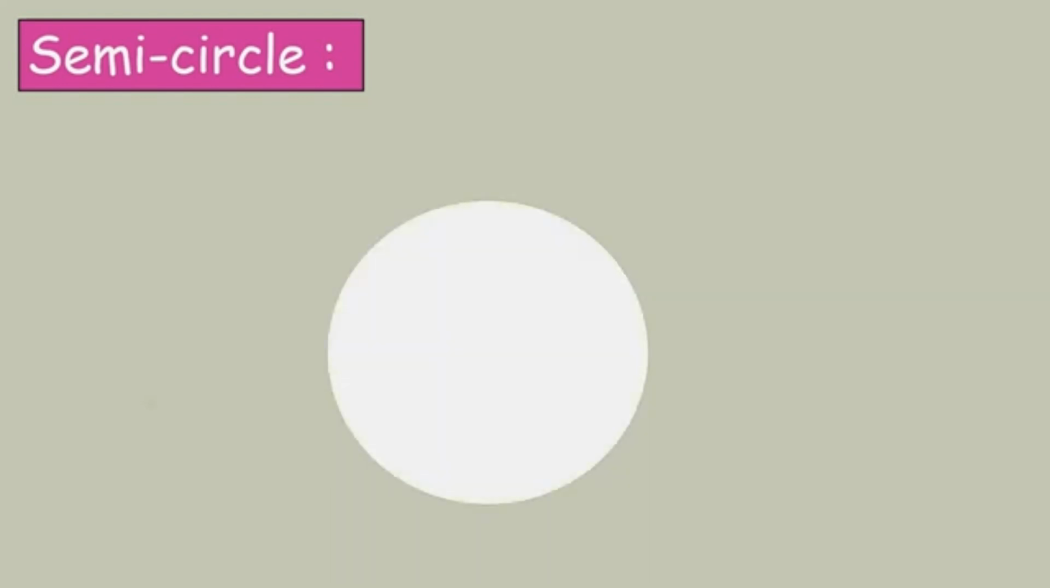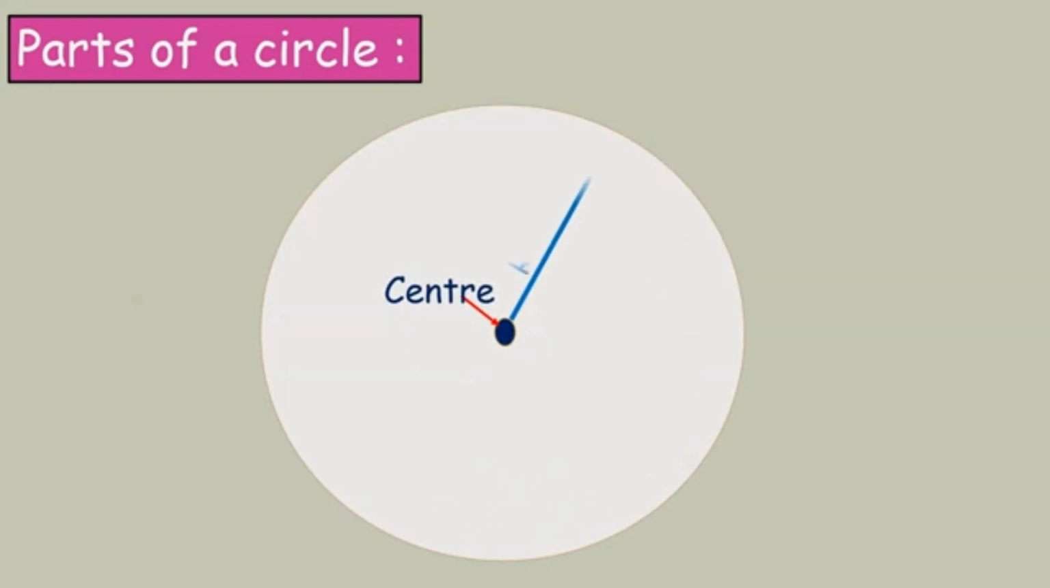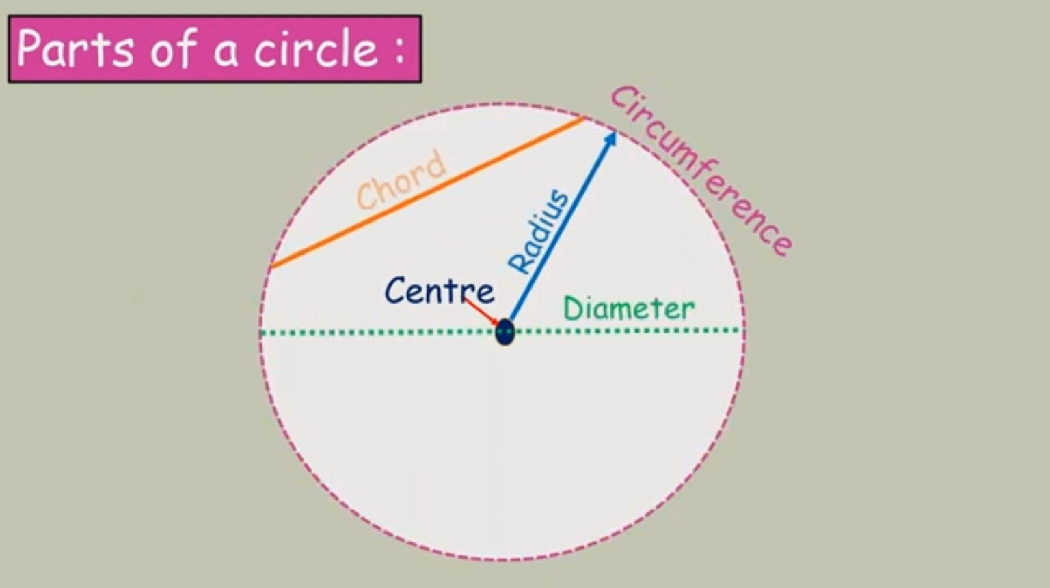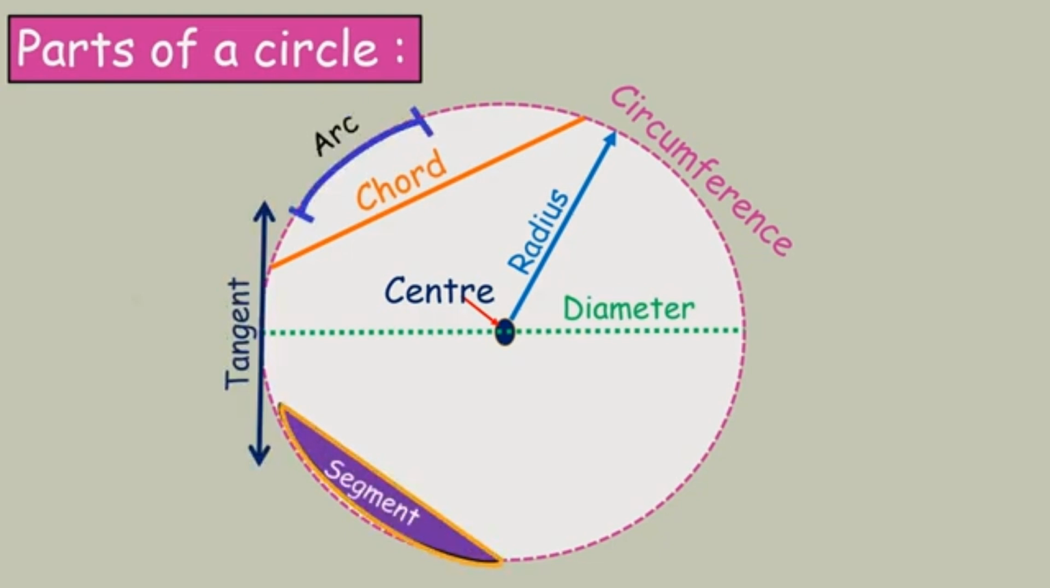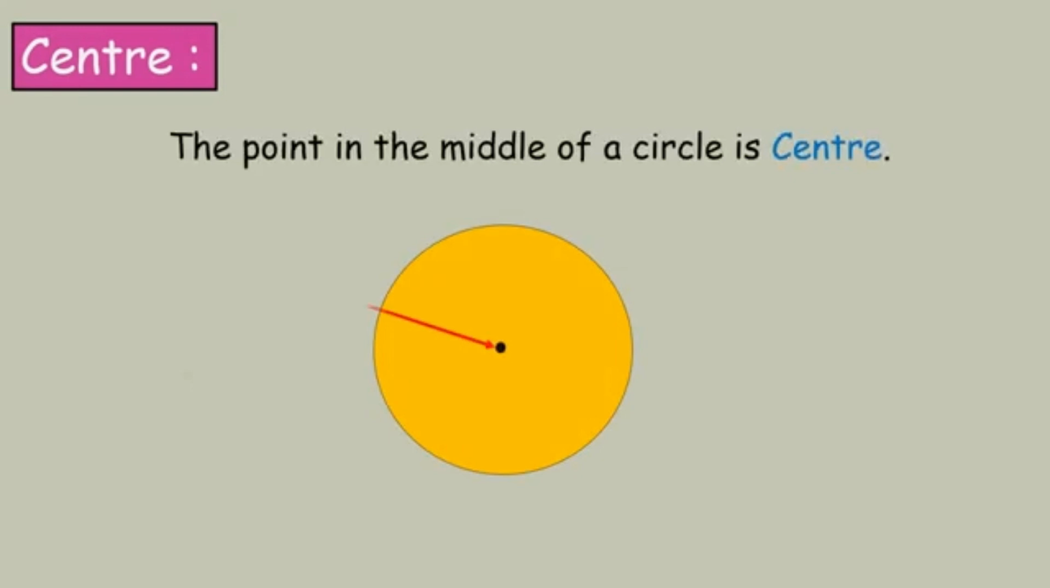Semicircle. Half of a circle is called a semicircle. Now, let us see the parts of a circle. The parts of a circle include center, radius, circumference, diameter, chord, tangent, arc, segment, sector, and secant. Center is the point in the middle of a circle.